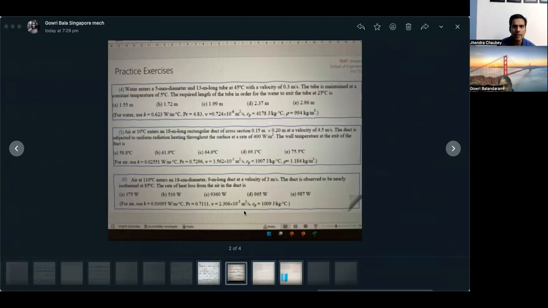Looks straightforward. Find the wall temperature at the exit of the duct. Wall temperature at the exit of the duct, T wall.